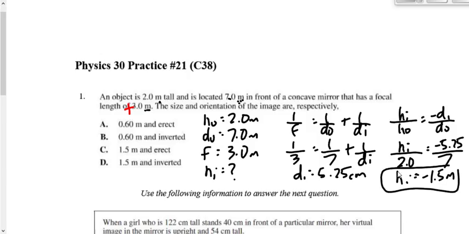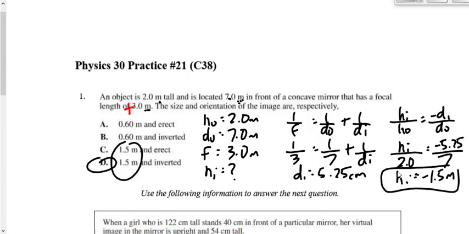So what do we got here? Well, the answer is either going to be C or D. Okay, right side up or upside down. Upside down, so it's going to be inverted here. 1.5 meters and inverted. And we know that it's upside down because of the negative image height, right? Negative image height. Make sense?